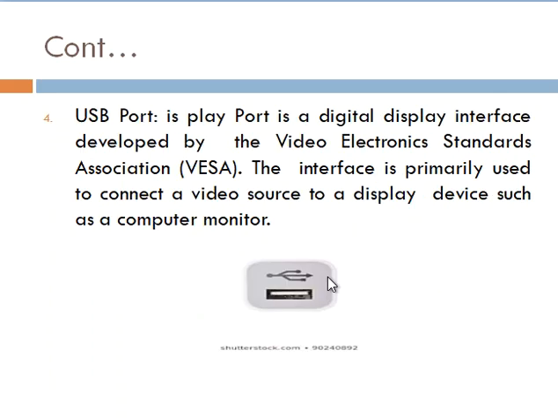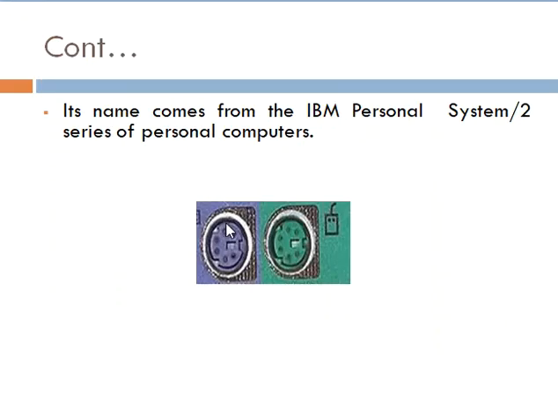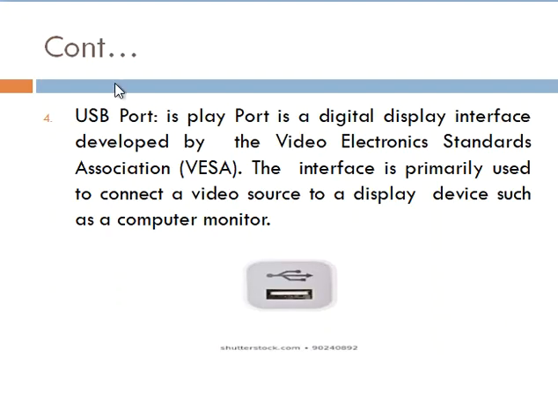Next one is the USB port. Now everyone knows all the ports are being replaced by USB ports. In earlier days we had this round pin for the keyboard and mouse. Now the USB port is used for keyboard, mouse, printer, scanner, as well as joystick. All the external devices are inserted in the USB port. The USB port's full name is Universal Serial Bus.